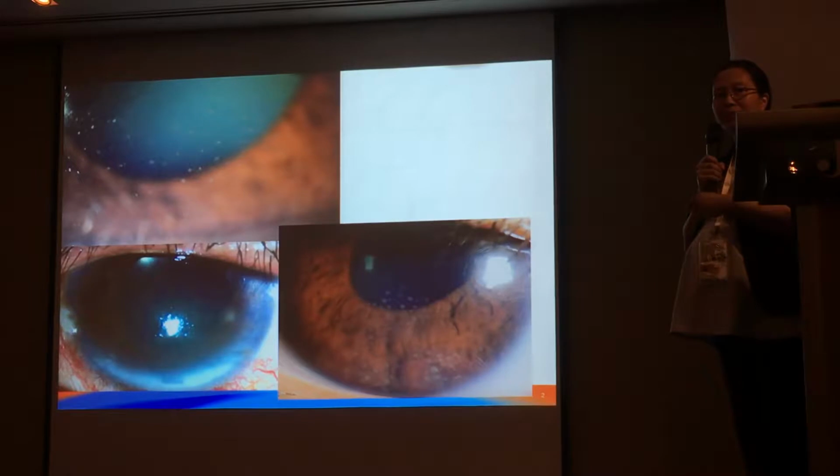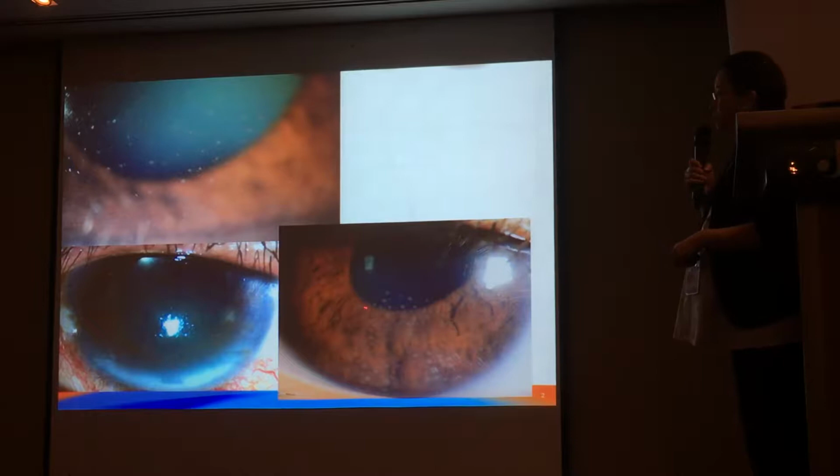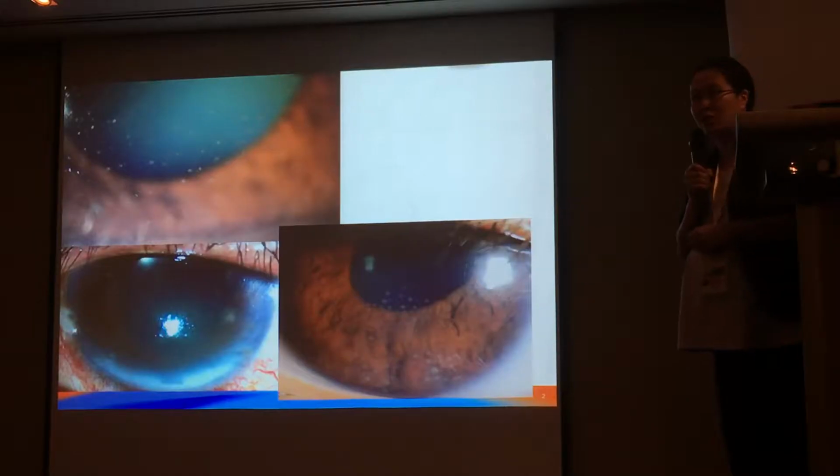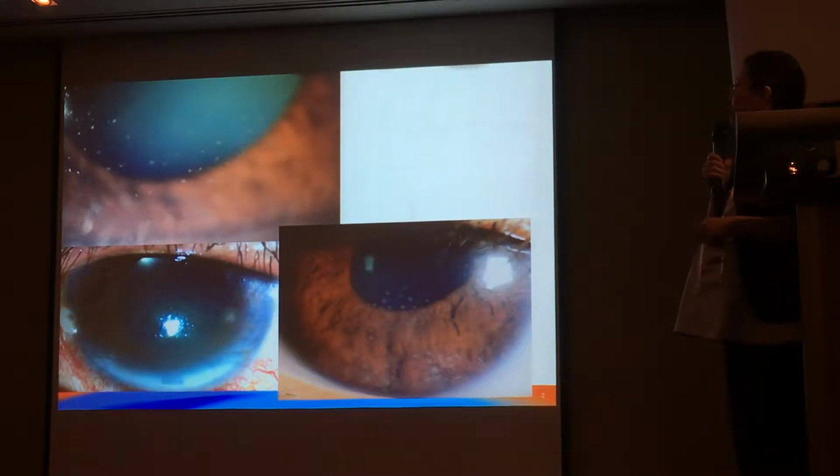Do you know what keratic precipitates represent? Aggregates of macrophages, epithelial cells, especially the mutton fat KPs. Okay, so when you see mutton fat KPs, or these nodular-like KPs, then you would have to think about certain specific causes, and therefore you tailor your investigations accordingly.